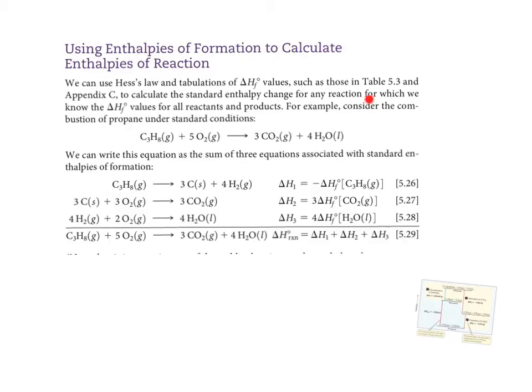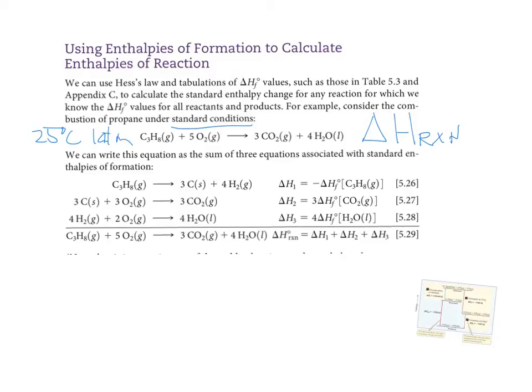So here we have a reaction. This is propane plus 5 oxygens makes 3 carbon dioxides and 4 waters. This is not a formation reaction. We're not just making one thing. It's a combustion reaction. We want to find the enthalpy of this reaction. This happens under standard conditions, so the temperature is 25 degrees Celsius and the pressure is 1 atmosphere. That's what standard conditions mean.